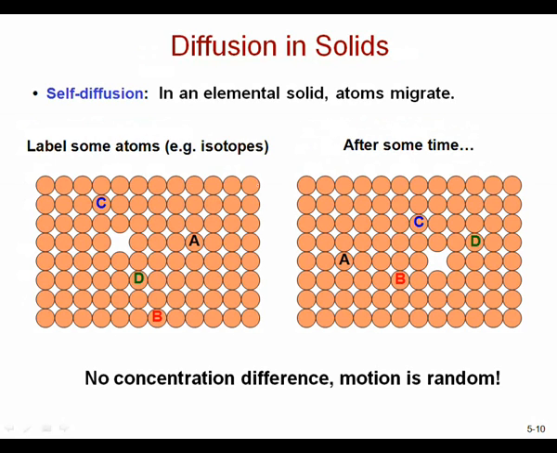Okay, so diffusion in solids. We've already talked about self-diffusion, right? If the vacancies can move, then the atoms have to move. And that makes sense. Vacancies move through the atoms. An individual atom, if we could mark it somehow, would move through. But for this, there's no concentration difference. So we call that self-diffusion.